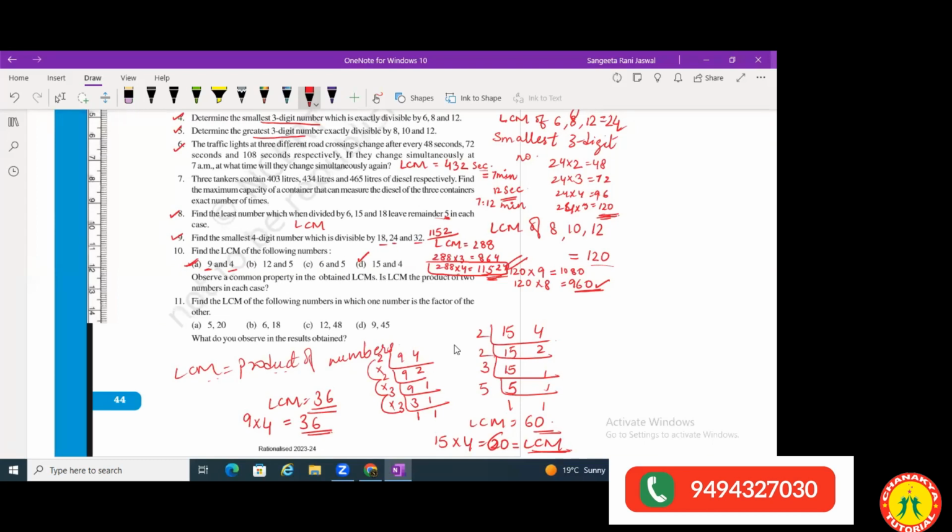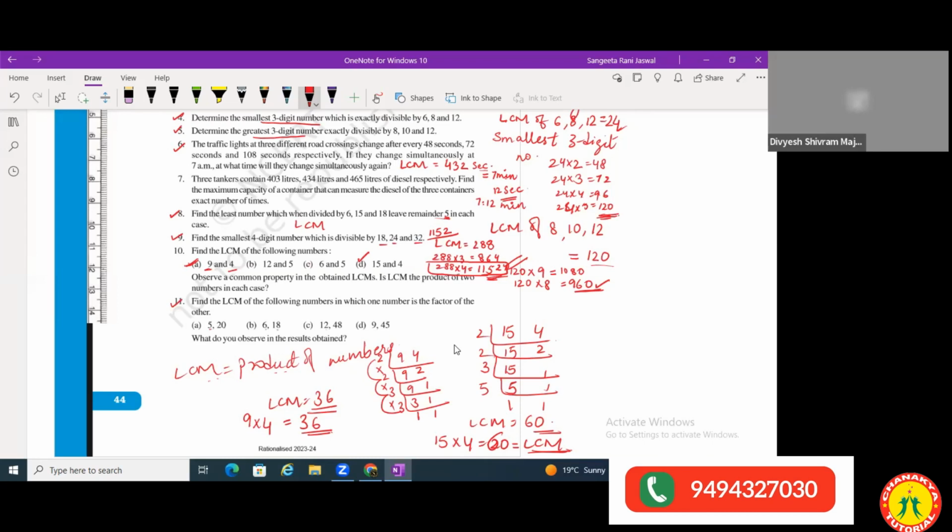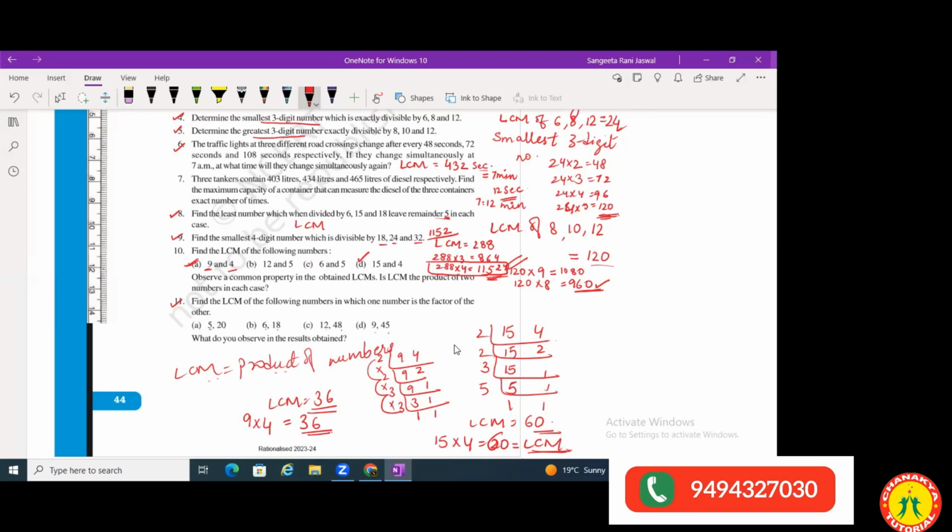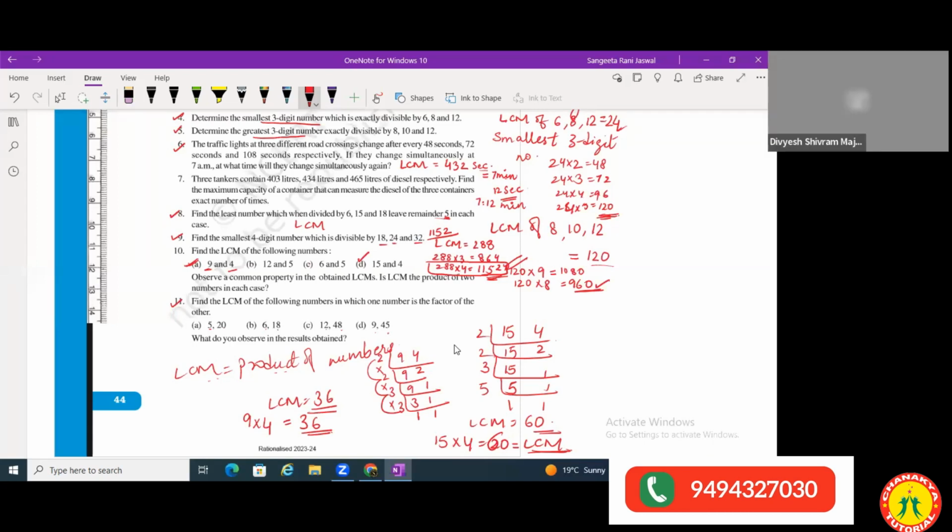Okay, let's do question number 11. Find the LCM of the following numbers in which one number is a factor of the other. Now it's saying here, in this one number is a factor of the other. 5 is a factor of 20. 6 is a factor of 18. 12 is a factor of 48. 9 is a factor of 45. What do you observe? That means one number is a factor of another number.